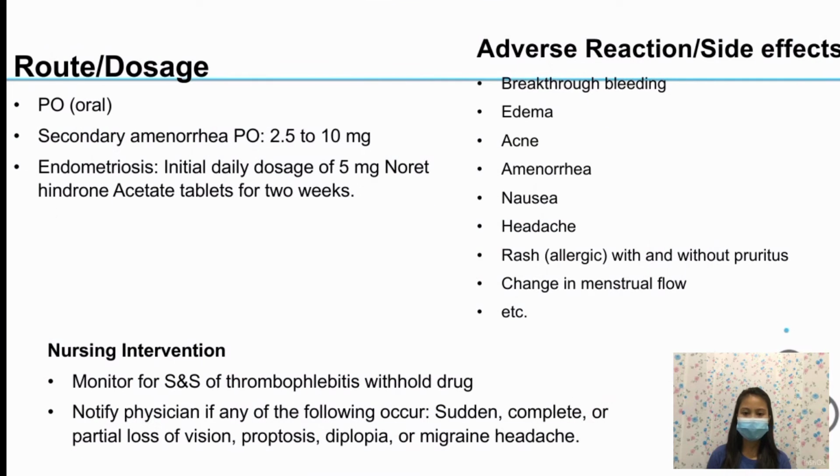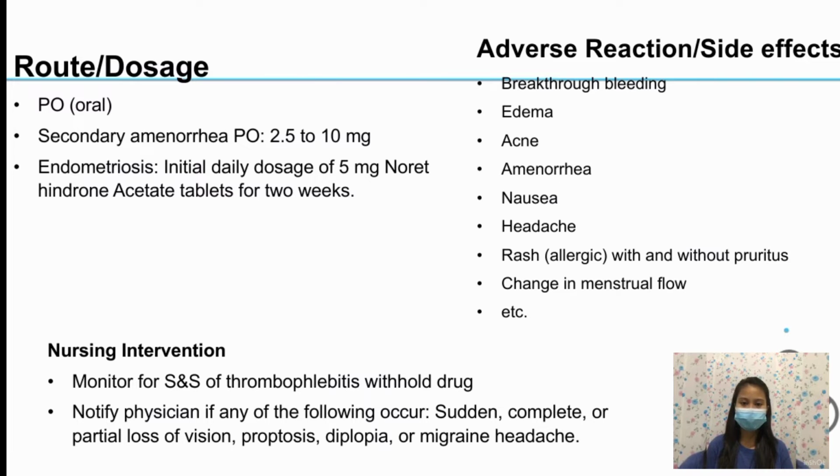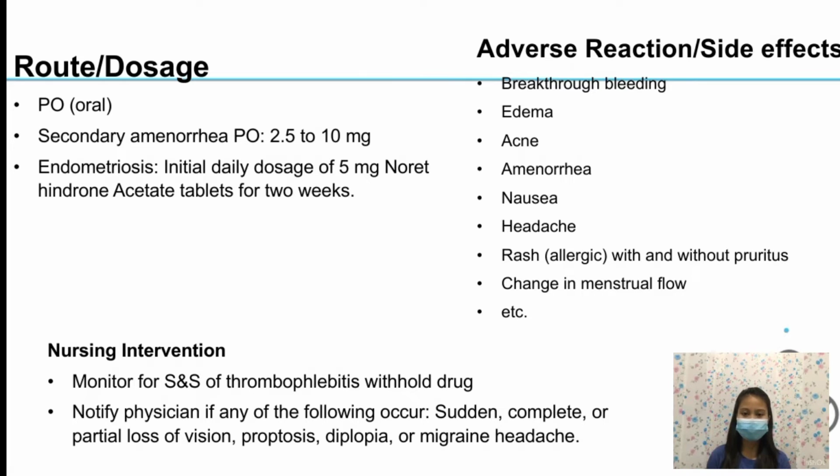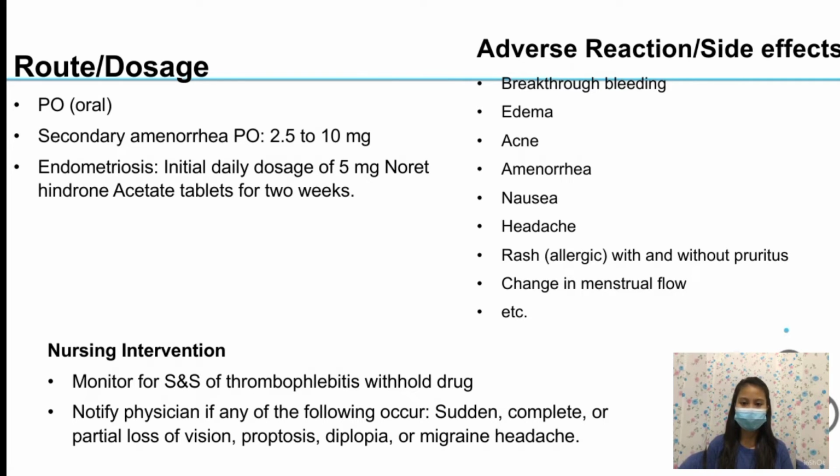Adverse reaction or side effects: breakthrough bleeding, edema, acne, amenorrhea, nausea, headache, rash, allergic reaction with and without pruritus, change in menstrual flow. Route dosage, PO, oral, secondary amenorrhea, PO 2.5 to 10 mg. Endometriosis, initial daily dosage of 5 mg norethindrone acetate tablets for 2 weeks. Nursing intervention, monitor for signs and symptoms of thrombophlebitis. Withhold drug. Notify physician if any of the following occur: sudden, complete, or partial loss of vision, proptosis, diplopia, or migraine headache.